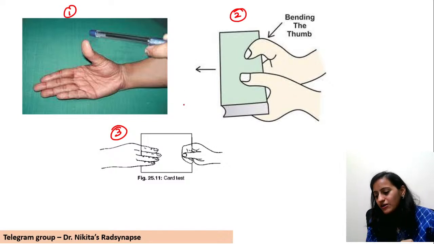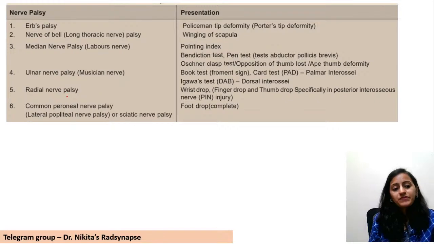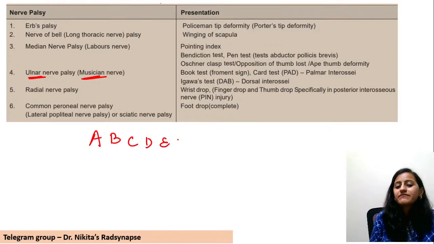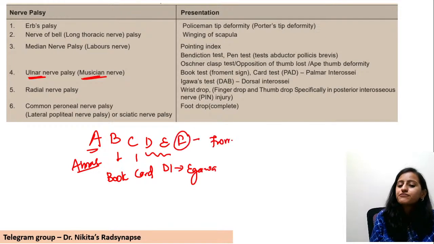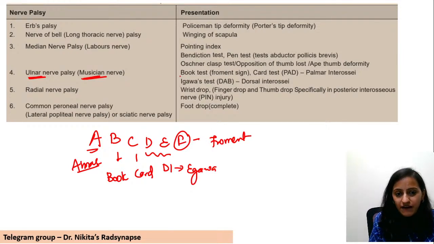Now a quick summary of your tests for nerve injury. Remember that the mnemonic is basically for the ulnar nerve palsy. Ulnar nerve is your musician's nerve. For ulnar, remember A, B, C, D and you have E and F. So ulnar, you will write it like A is ulnar. You have the book test, you have the card test. DE is for dorsal interosseous, you have the Igawa test and F is the Froment. So remember all the A, B, C, D, E, F, that is for the ulnar, right? So you have the book test, Froment sign, card test and you have the dorsal interosseous, the Igawa test.